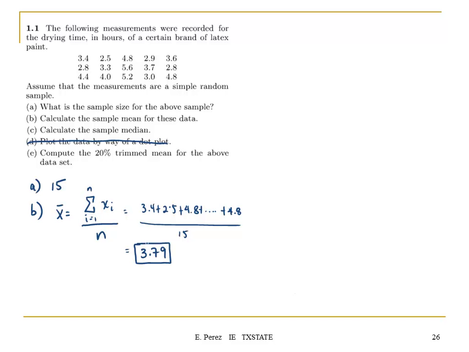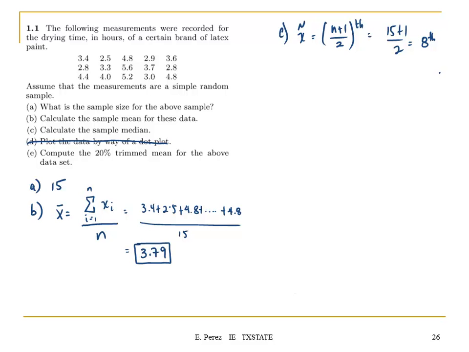So part C, calculate the sample median. We have a sample size of 15, so this number is odd. So we're going to use sample median equals the (n plus 1) divided by 2 position. So that is 15 plus 1 divided by 2, the 8th value.